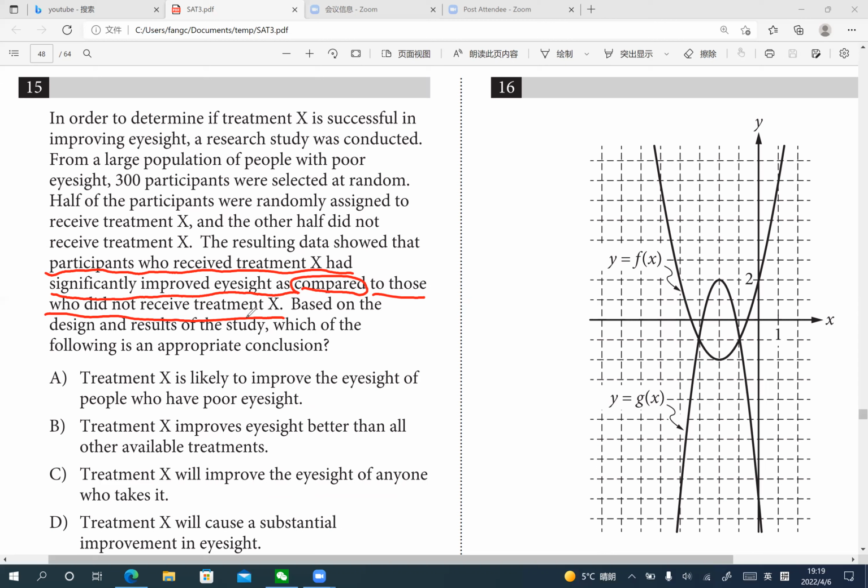For option A, treatment X is likely to improve the eyesight of people who have poor eyesight. From the resulting data, we can see statement A is accurate. Option B, treatment X improves eyesight better than all other available treatments. About option B, we are not sure because there is no other survey being done.